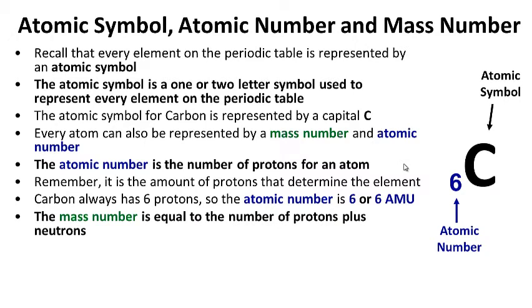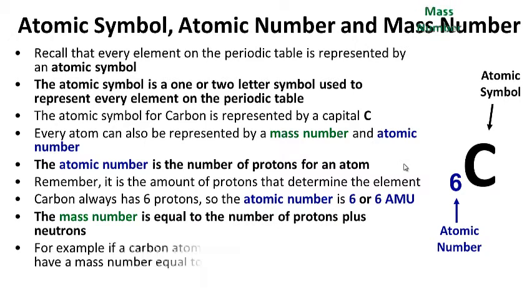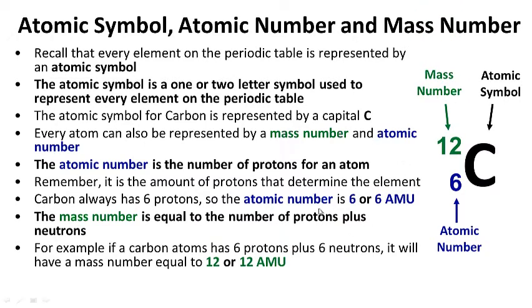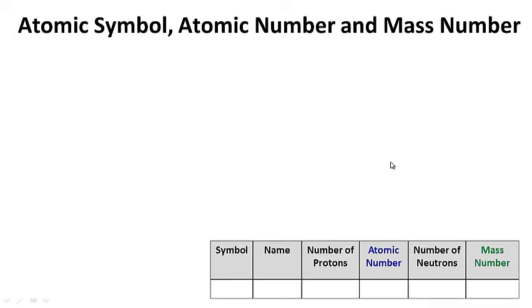The mass number is equal to the number of protons plus neutrons. For example, if a carbon atom has 6 protons plus 6 neutrons, it will have a mass number equal to 12. So this mass number tells us that this carbon atom has 6 protons and 6 neutrons in its nucleus.